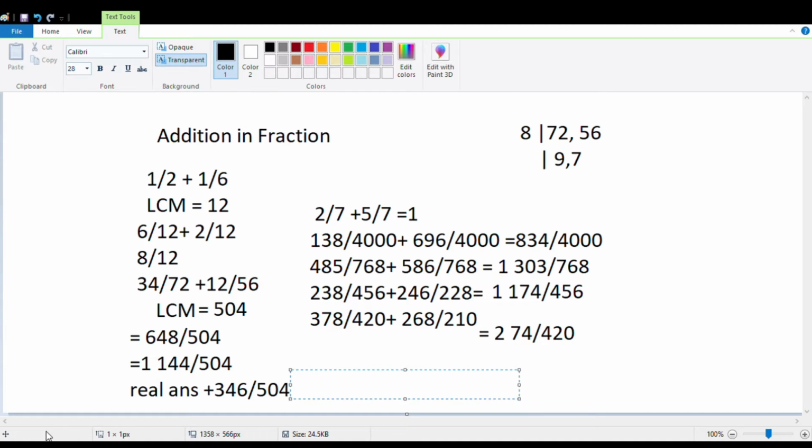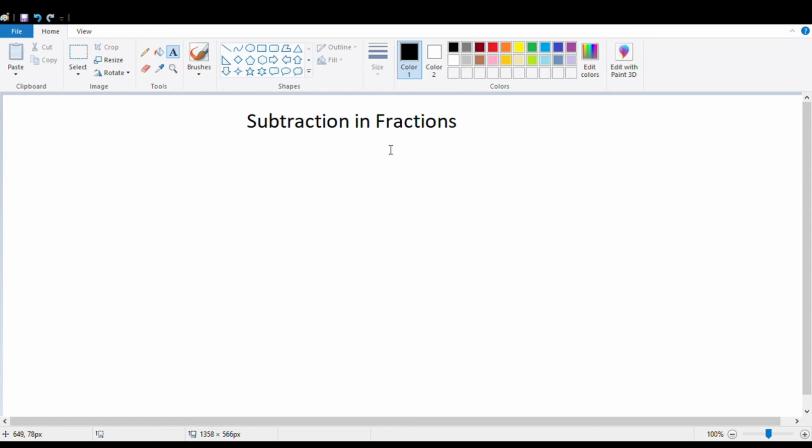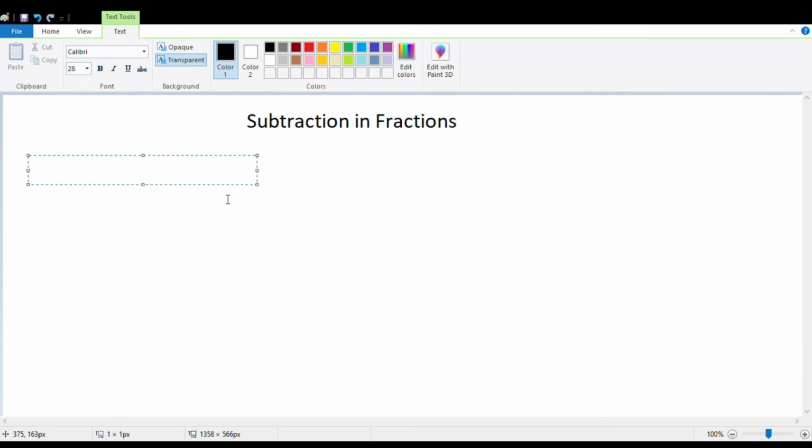For this video we're doing subtraction in fractions. So what is subtraction? For example, we can say 2 minus 1. We all agree that 2 minus 1 will always equal 1, right? But 2 plus 1 will equal 3, right? When we subtract, this number is the one which is getting subtracted by this number. Now that is subtraction.